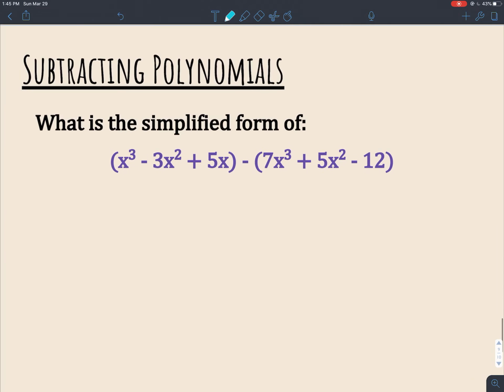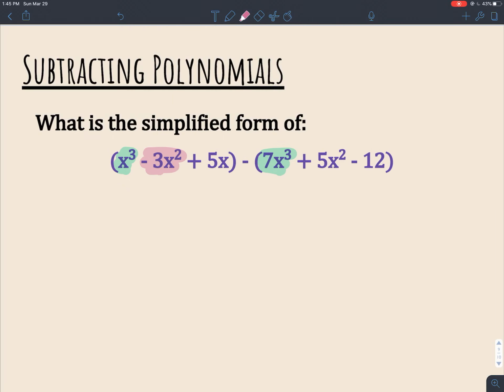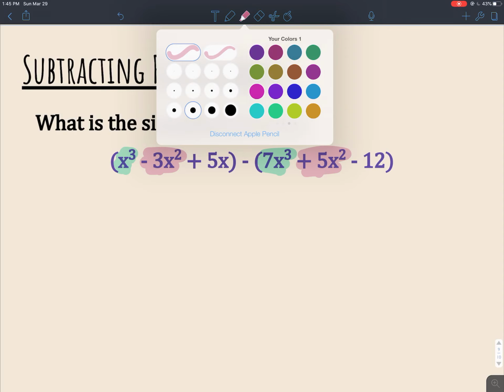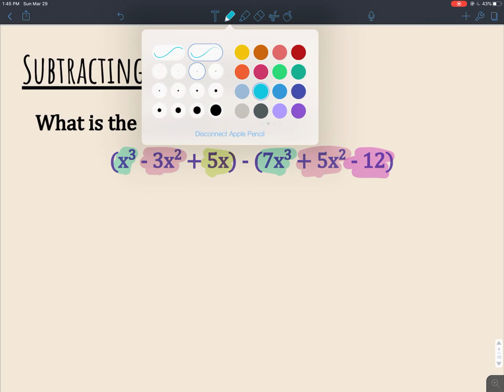So what we can do is actually combine multiple polynomials. This is adding and subtracting polynomials, so we're just going to simplify. The idea is we want to find like terms. I have x cubed, and then notice I have 7x cubed. I have a negative 3x squared plus 5x squared. And then we have 5x as its own, and then minus 12 as its own. So we're going to combine those like terms.